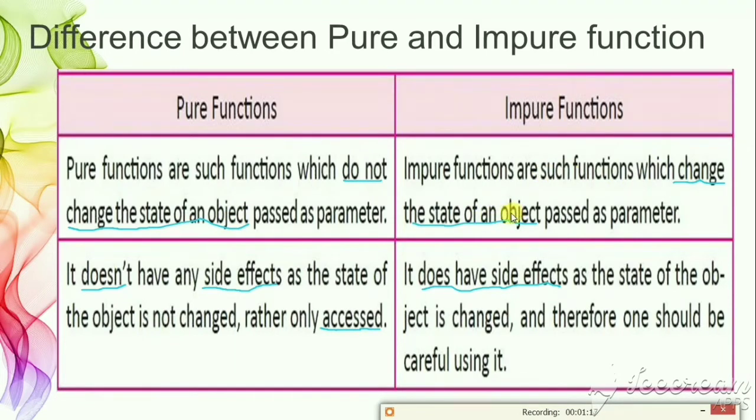state of an object. The next one is that a pure function doesn't have any side effects, but an impure function does have side effects. The pure function is also known as an access function, but an impure function is also known as a mutator or modifier function. So this is the difference between pure and impure functions.